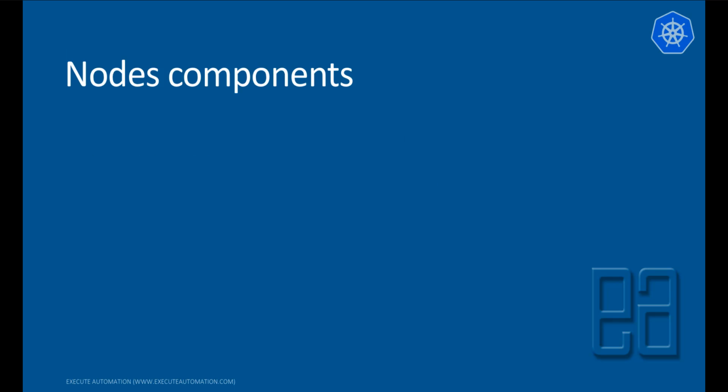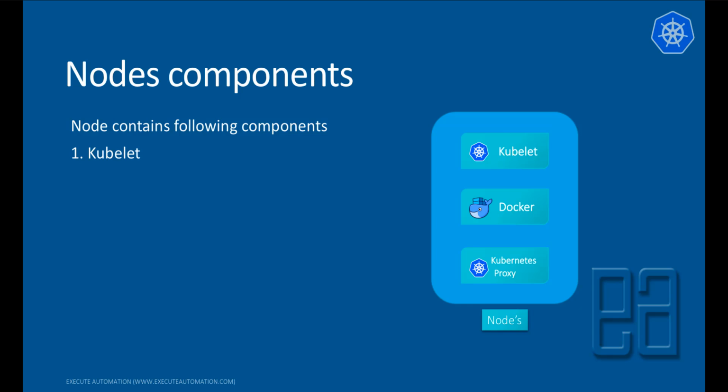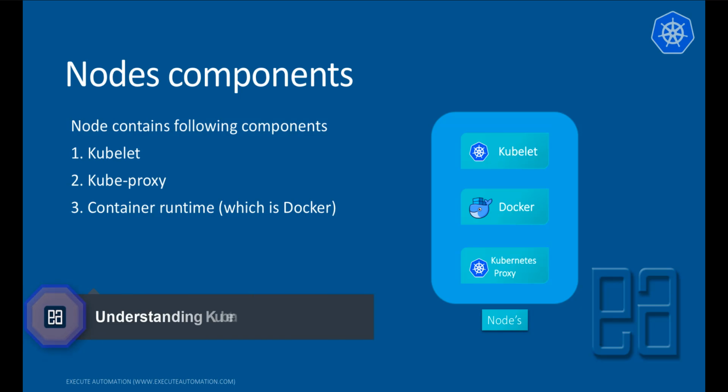As I said, a node has the following components. A node contains components such as Kubelet, Docker, and Kube proxy. And Docker is something which can be replaced with rkt or whatever container runtime you have. I'm saying Docker here because that's something we have already discussed in our previous video courses on our ExecuteAutomation channel. As you can see, the number of components in a node is much smaller than the master because it's just three, and they do a pretty straightforward job compared to the master.